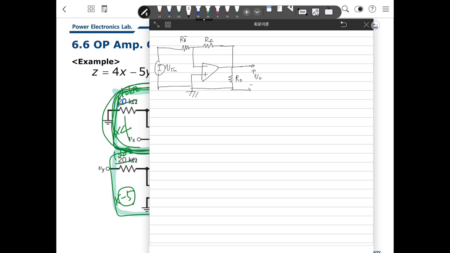Why does it not have any loading effect? Loading effect happens when this circuit, I don't know what that is, but connecting to this circuit affects it in this problem, then there will be some loading effect. The basic loading effect can be written here.